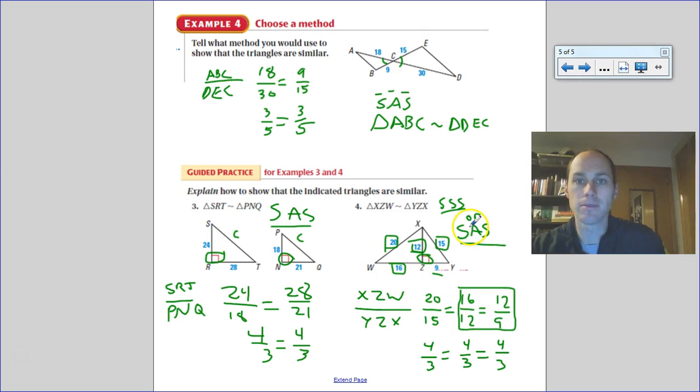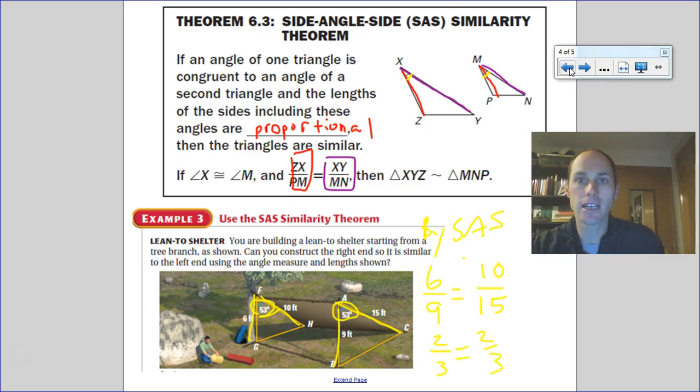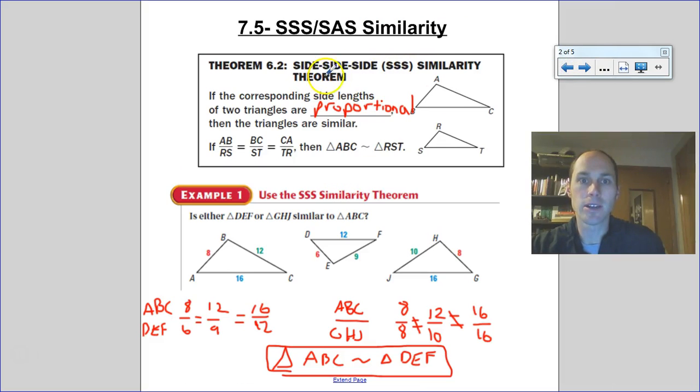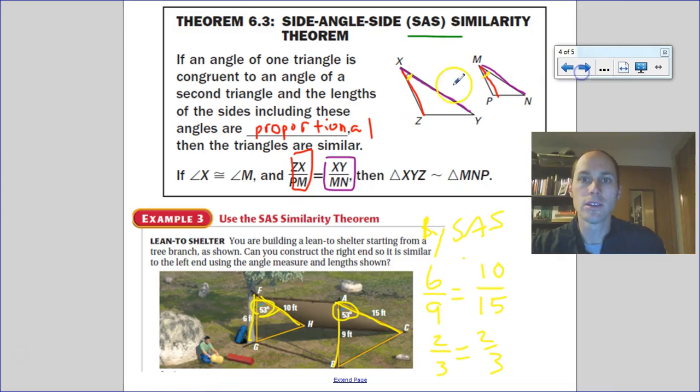triangles are similar. So today we learned two different shortcuts, the side angle side similarity theorem and the side side side similarity theorem. And we found that we don't need to prove all parts if we can just find three sides proportional or two sides proportional and the included angle congruent. Do some practice work with that. If you have any questions, let me know in class.